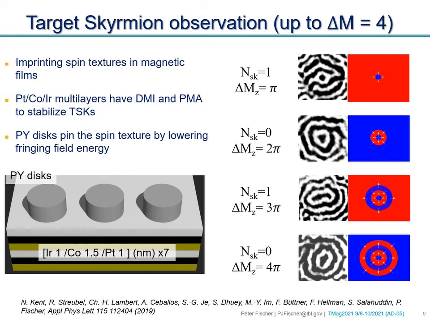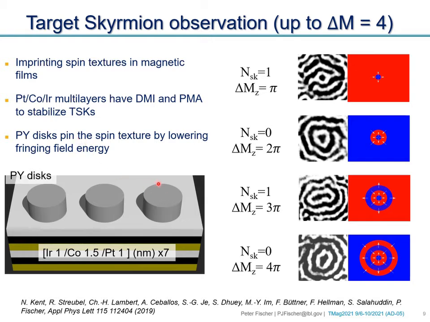We combined basically 2 systems. One was multilayer iridium-platinum repeats that we know had a strong Dzyaloshinskii-Moriya interaction and also a perpendicular magnetic anisotropy, and they were put on top of well-known permalloy discs by nanofabrication.